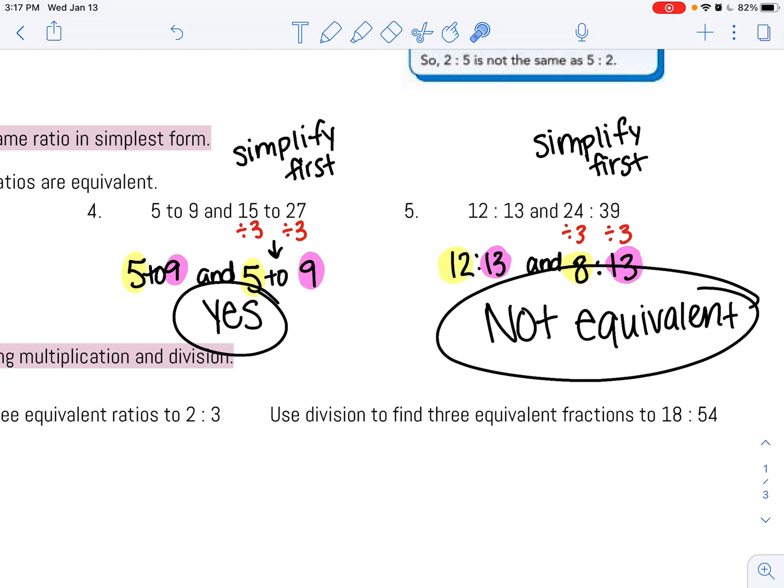All right, so the biggest takeaway here, when we're given two ratios and deciding if yes or no they are equivalent, we have to remember to simplify first. Once we simplify, then we match up our terms to see if they're equal, and if so, then yes is our answer. And if they're not the same for both pairs, then they're not equivalent.